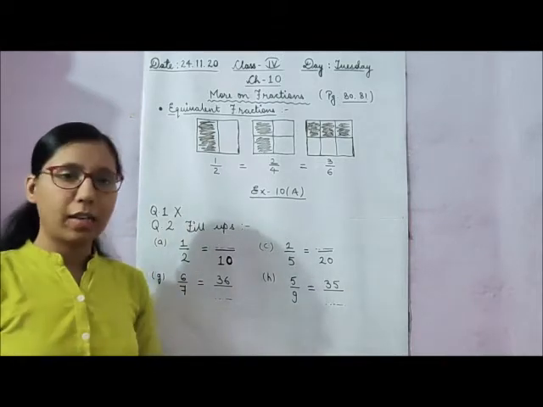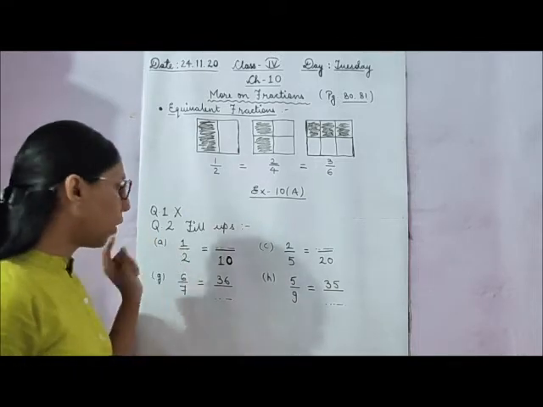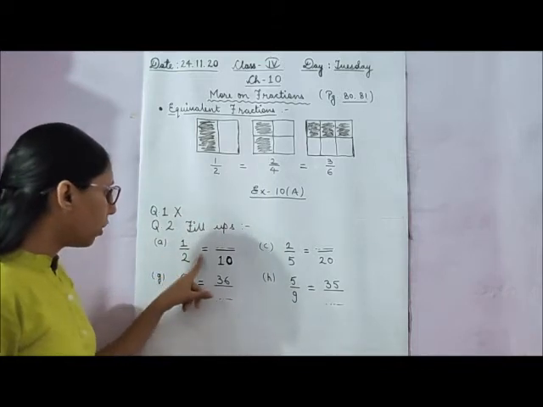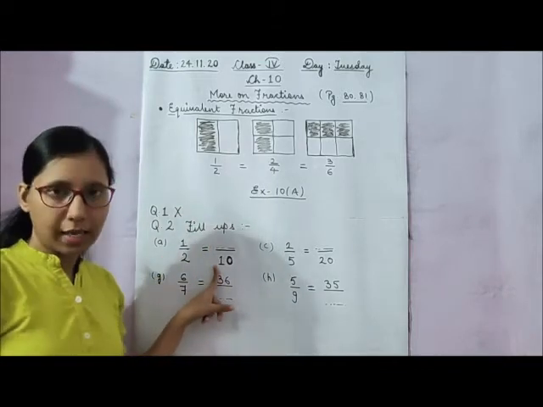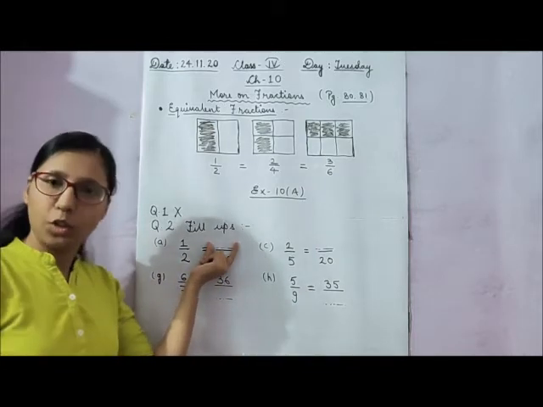Now we are going to start exercise 10A, in which question number 1 you don't have to do. We will start from question number 2, that is filling the blanks. A part is 1 upon 2 equals dash upon 10. Now here the denominator is 10. We have to find the numerator.